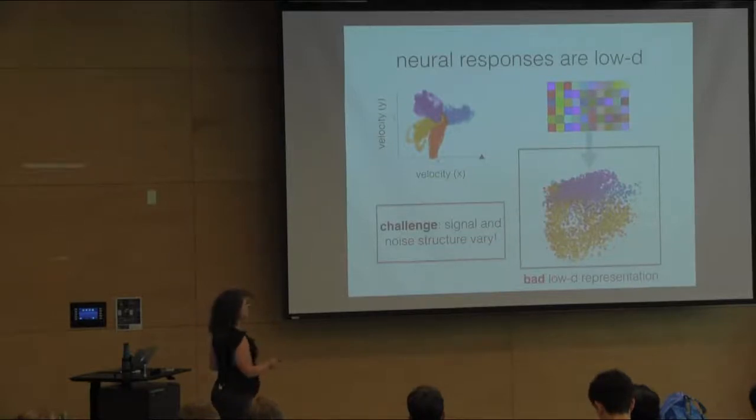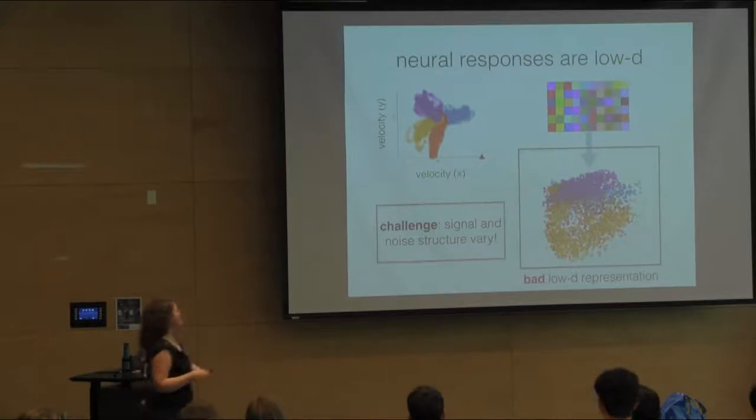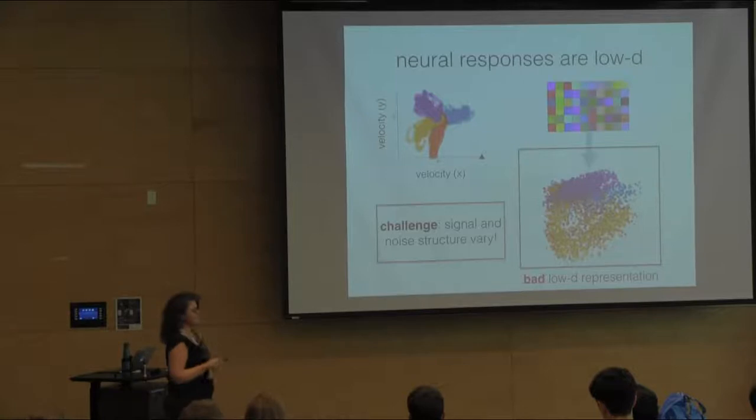So in many cases, you get these bad low dimensional representations, and then a question could be, how do I constrain my dimensionality reduction steps in order to ensure that I match this structure that's present in the data that I want to decode?